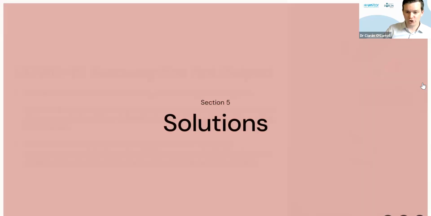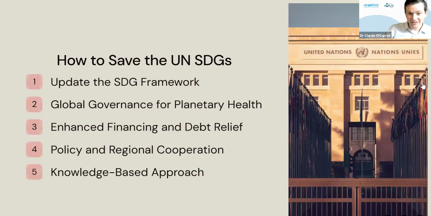Okay, so solutions. In September, there is a major international conference taking place where solutions to help the UN SDGs will be discussed, okay? So what needs to happen at this major international UN conference in September if we're going to get the UN SDGs back on track? Here are five suggestions that I would give to them.